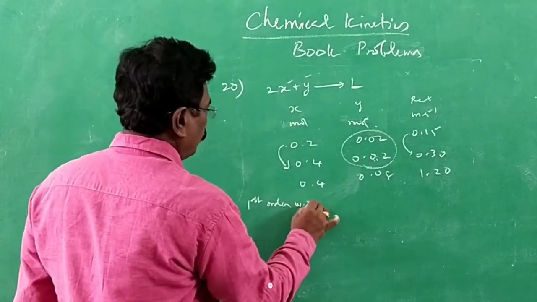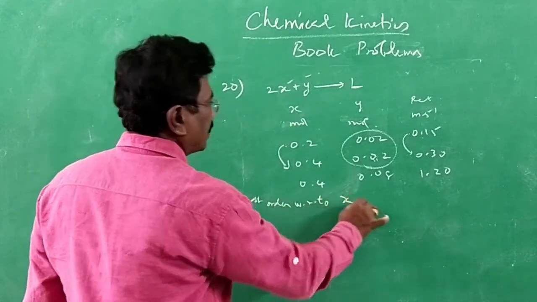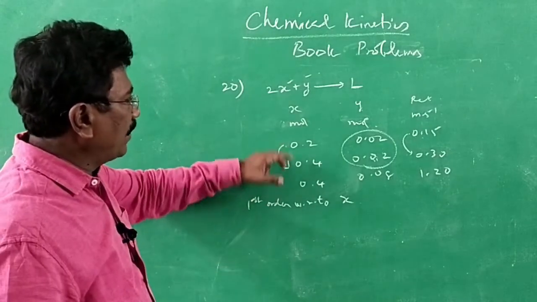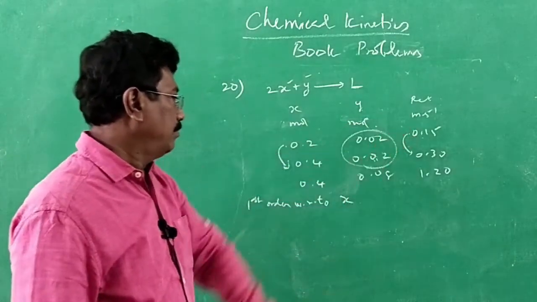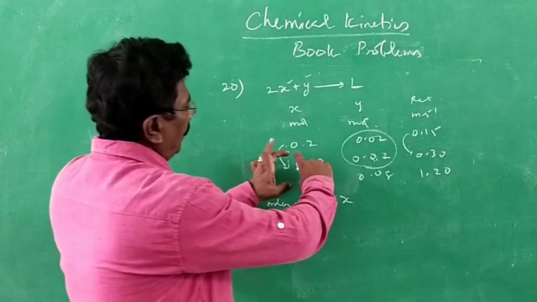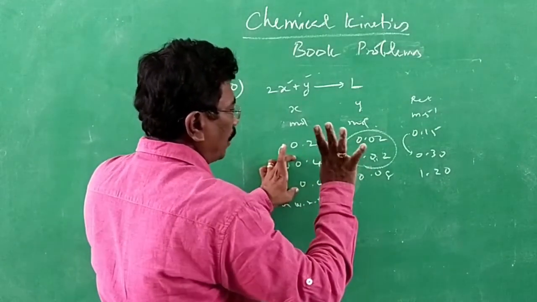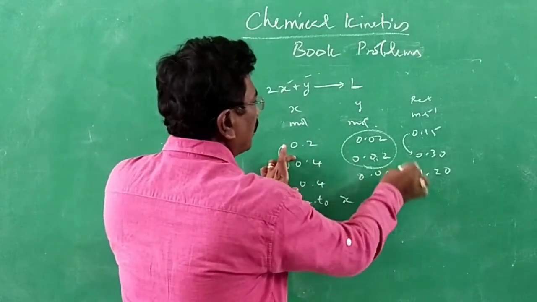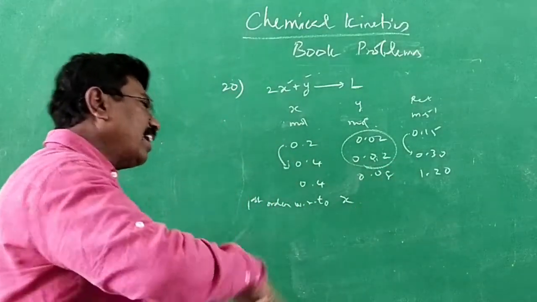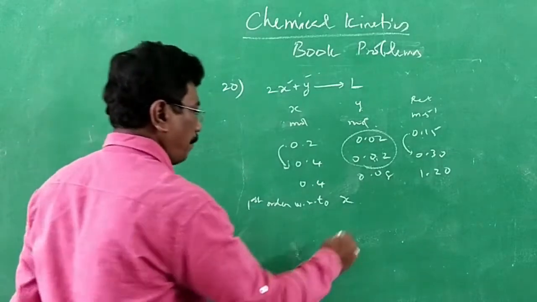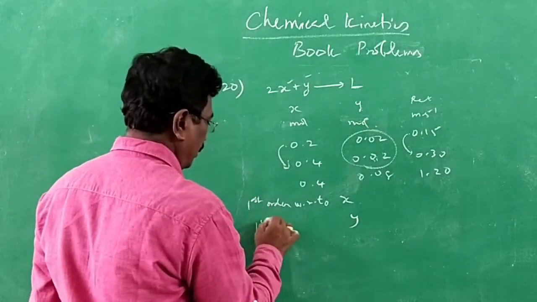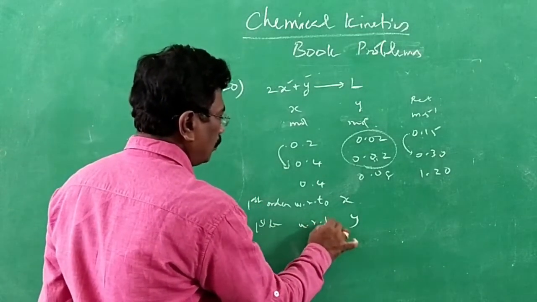with respect to X. When the concentration of X is doubled, rate is doubled. And when the concentration of X is maintained constant, Y is altered. How many times? Quadrupled, 4 times. The rate is also increased 4 times. Therefore, again the order with respect to Y is also 1. First order with respect to Y.